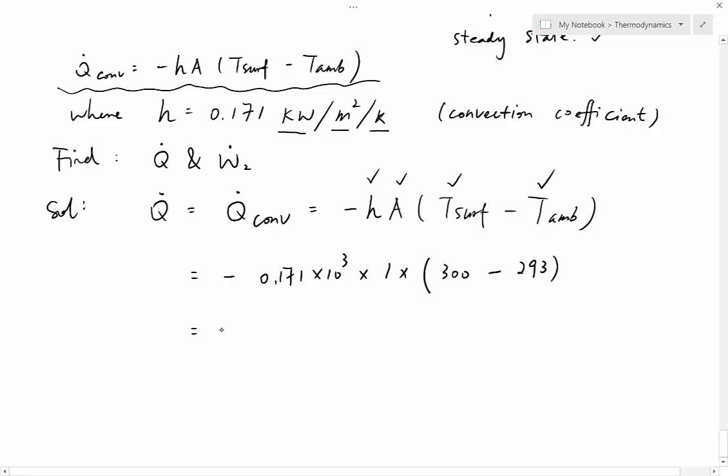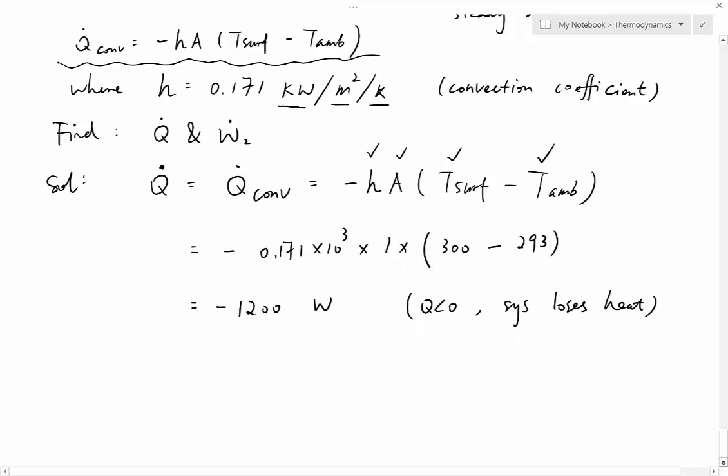Okay, our solution is negative 1200, and the solution must also have SI unit. What is the SI unit for Q dot? Q dot is heat transfer rate. If you don't remember, you can go back to our notes. The unit is watt. And your solution is negative. What does that mean? System loses heat. You can think of the gearbox in the car. It's really hot, so it must lose heat to the environment. Your solution makes sense. You must have a negative Q dot because the system loses heat.